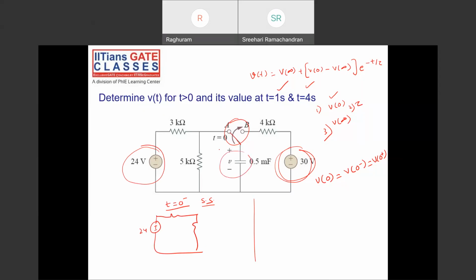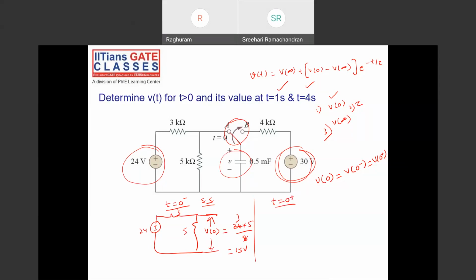And at steady state for DC, what does the capacitor act as? Open circuit. Yeah, that will give my V of 0. So what is V of 0? 24 into 5 by 8, which is 15 volts. Okay. To find tau, you should consider just after switching, the t of 0 plus condition.